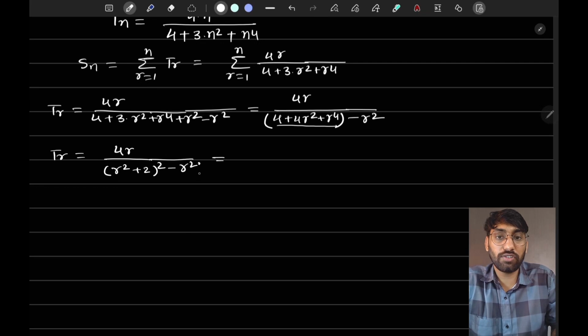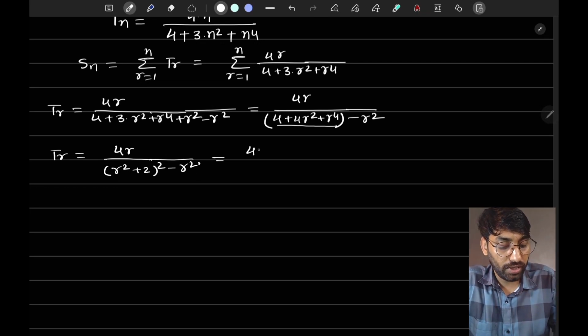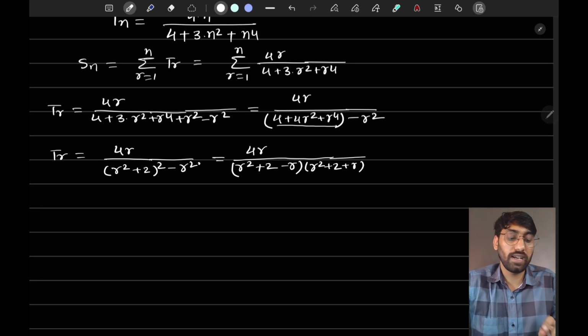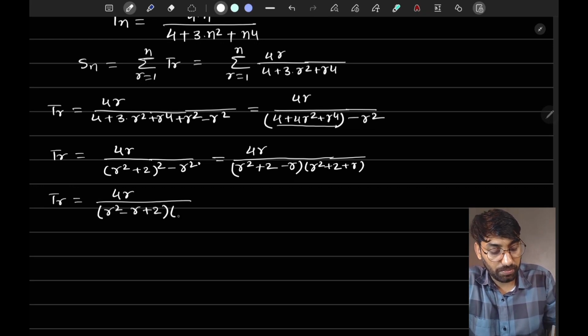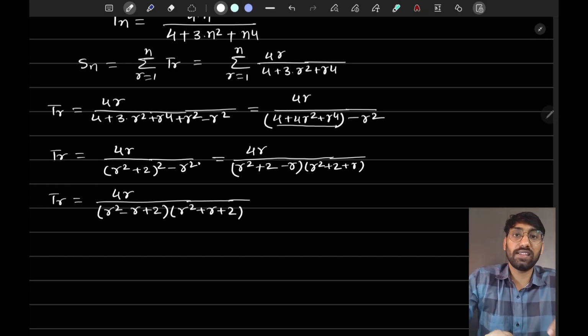So this is nothing but the a square minus b square formula. So it will become one time addition, one time subtraction. So what will I get? 4r upon r square plus 2 minus r in one bracket, and in another bracket r square plus 2 plus r. So one time subtraction, one time addition, right? I hope till this idea is clear. So a more simplified version I can write as Tr equal to 4r upon r square minus r plus 2 and r square plus r plus 2. Correct? Till this, I think everything is clear.